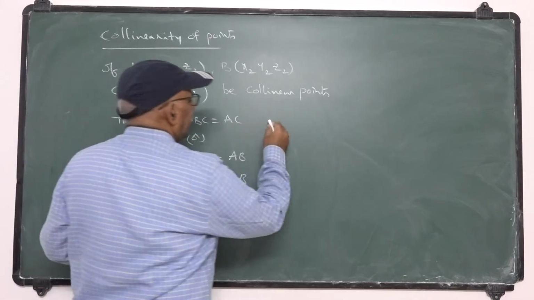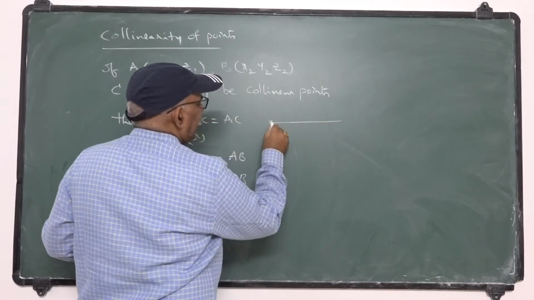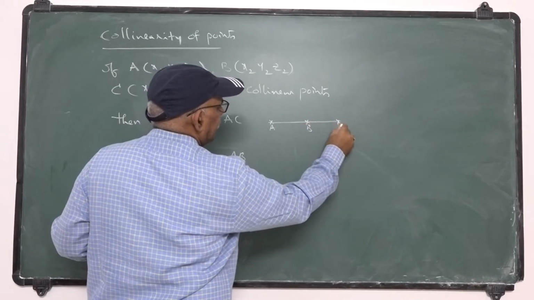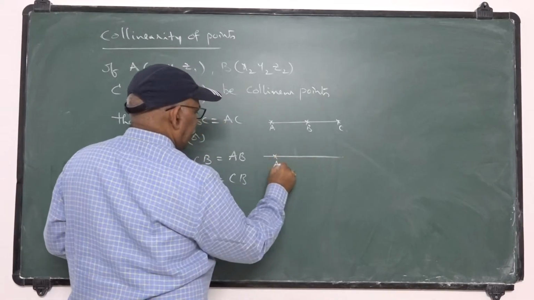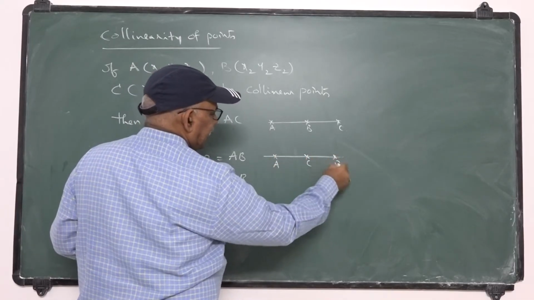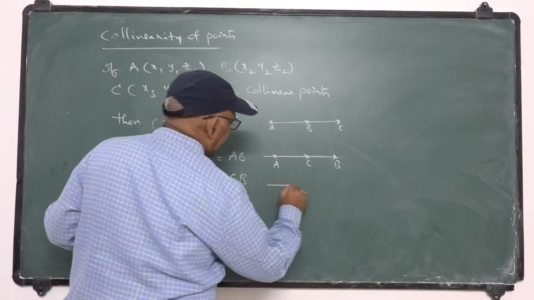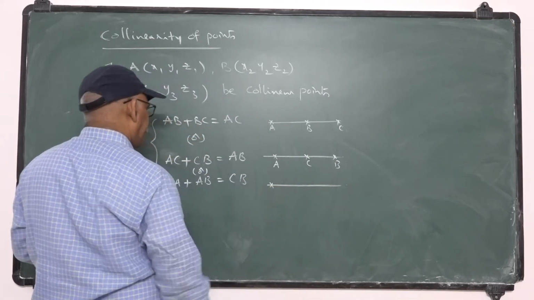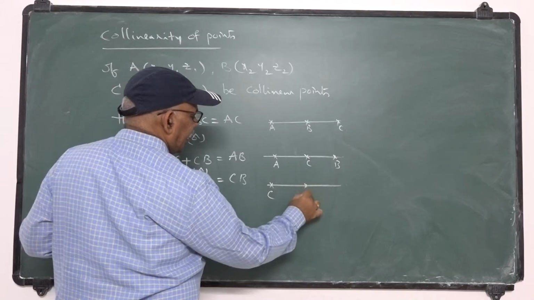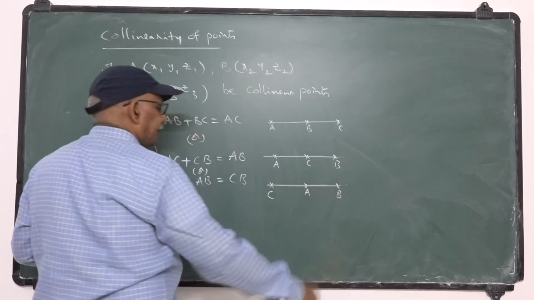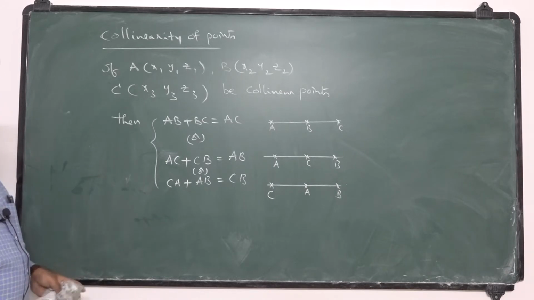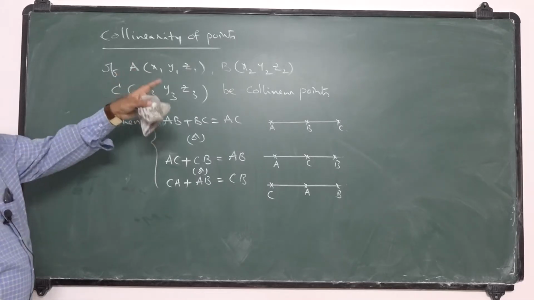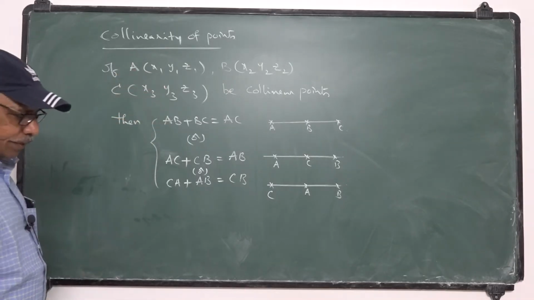In this case, AB plus BC equal to AC. In this case, AC plus CB is AB. In this case, CA plus AB is CB. So these are all the three cases. Once any one of the cases is satisfied, then ABC are said to be collinear.